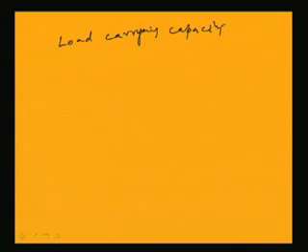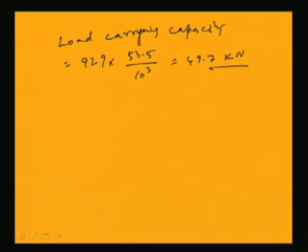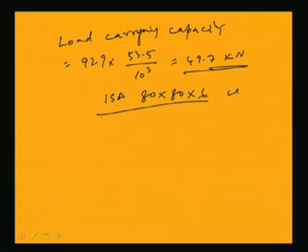Load carrying capacity will be 929 into 53.5 by 10 cube. So this will become 49.7 kilonewton, right. So what we have seen here is that the ISA 80 by 80 by 6 section is safe, whereas for the earlier case using 22 mm diameter of rivet, this section was unsafe.